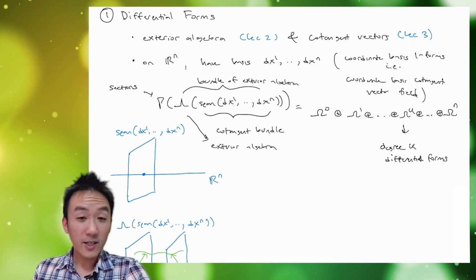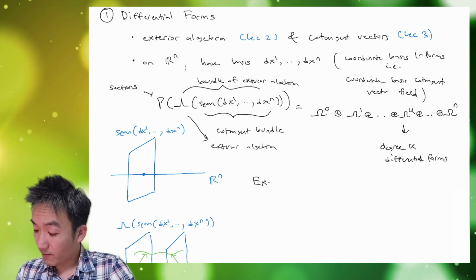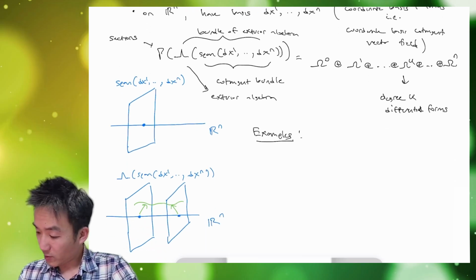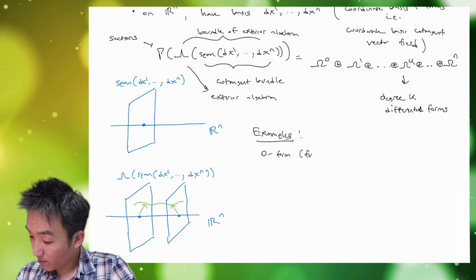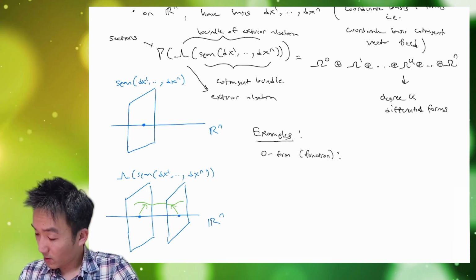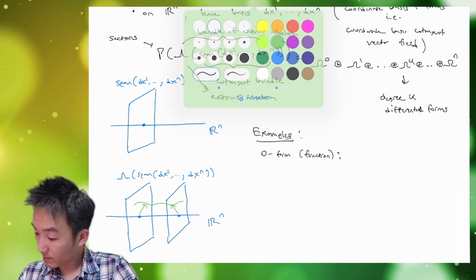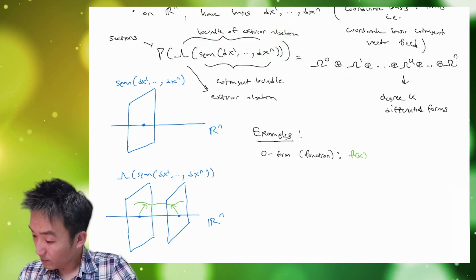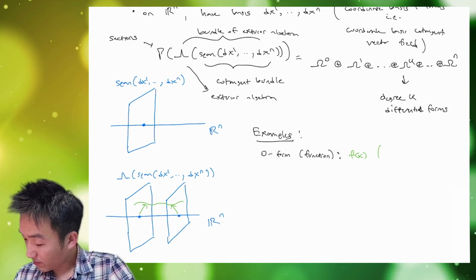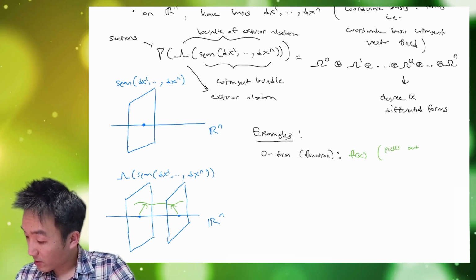Okay, this is quickly getting abstract, so let's look at some examples. So we have the following examples. A zero form is just a fancy name for a function. Okay, why is that? Well, that's because a function picks out a number for every point in our space Rn.